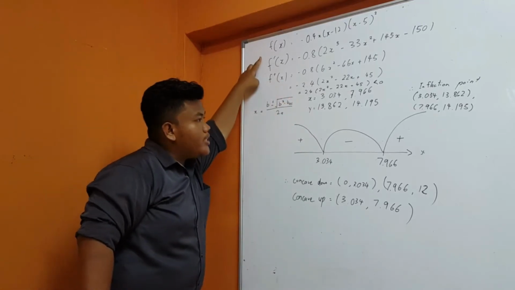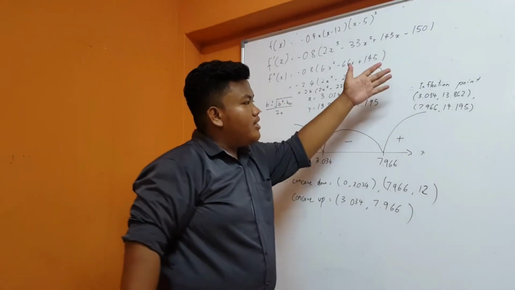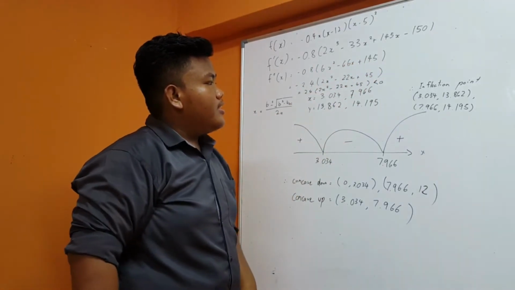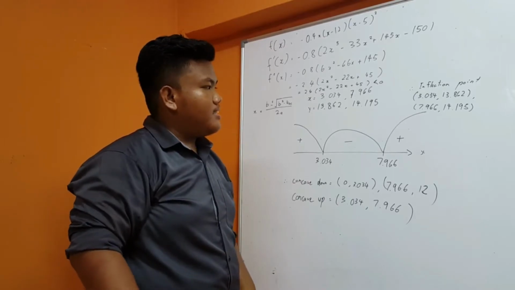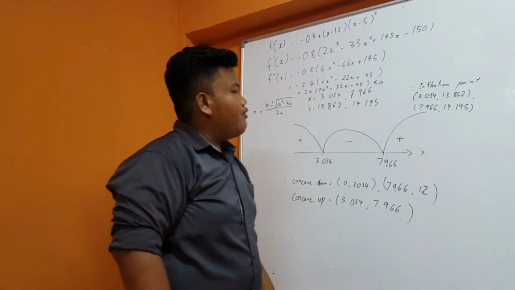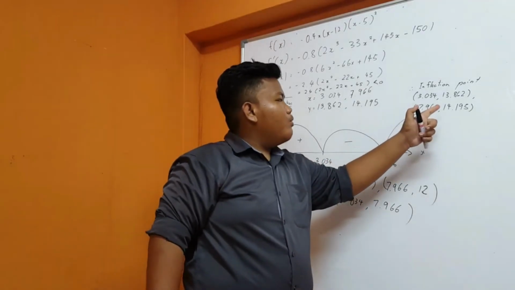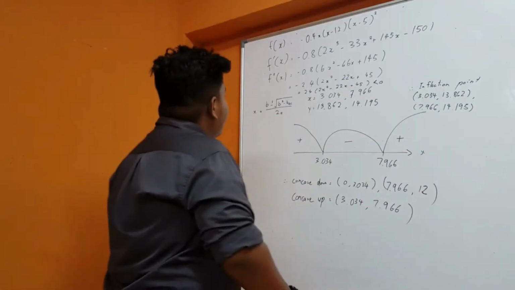Okay, from the values of x, we can find the inflection points by substituting the values of x into the first equation. We got the inflection points at (3.034, 13.892862) and (7.966, 40.195).